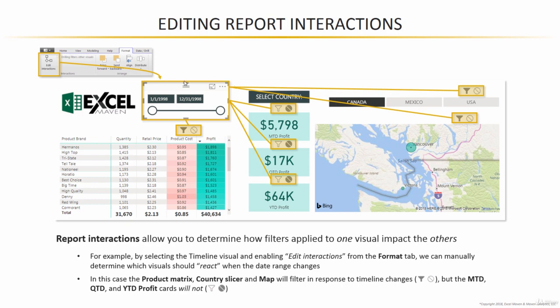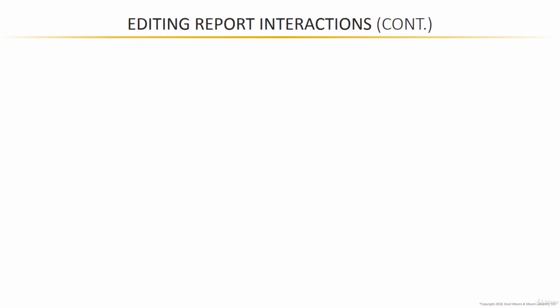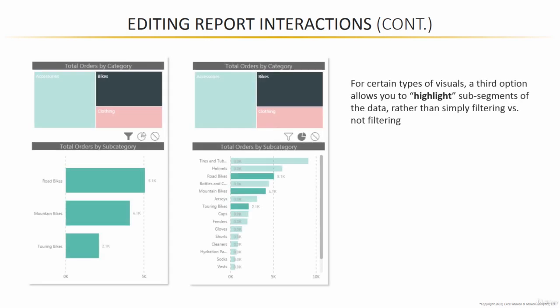And this is a common example for cases where you'd like your card to always show a specific time period or the current month. Or maybe you're showing data from two unrelated tables that can't provide valid filters for each other. In any of these cases, the Edit Report Interactions tool is incredibly useful. I want to show you one more example as well. Consider this case. In certain types of visuals, a third option appears, and that option allows you to highlight subsegments of the data rather than simply filtering or not filtering.